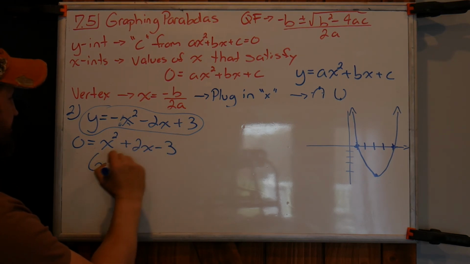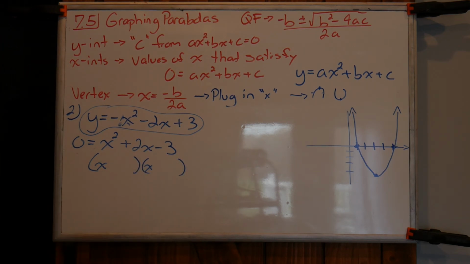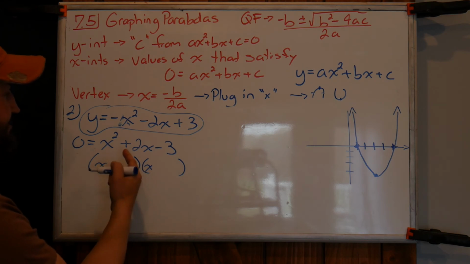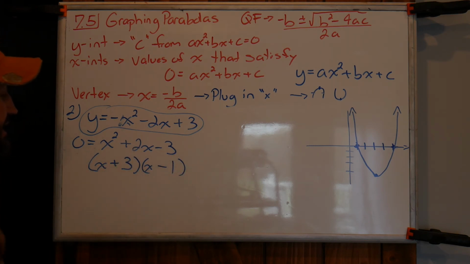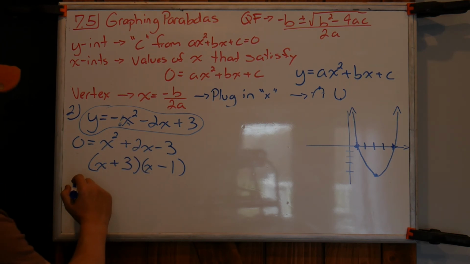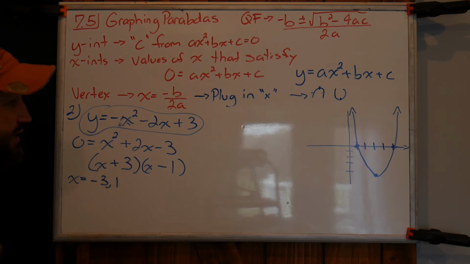Now I can factor out positive x's. And then I have a negative 3, positive 2. So I need a positive 3 and a negative 1 to give me my negative 3 with a positive 2x in the middle. My x-intercepts are negative 3 and 1.